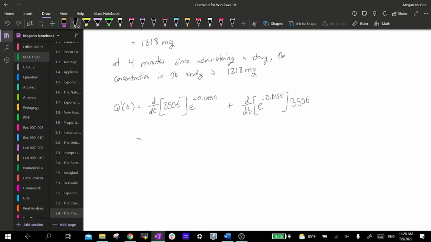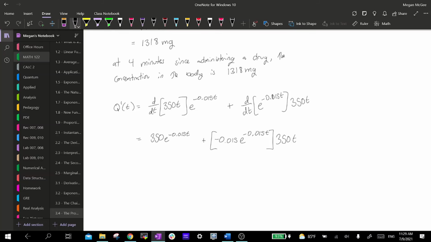So the derivative of 350t with respect to t is just 350 times our e to the negative 0.015t. Then we have our derivative of this e to the kt, so we bring the k down, and then we leave e to the kt. And of course still by our 350t.